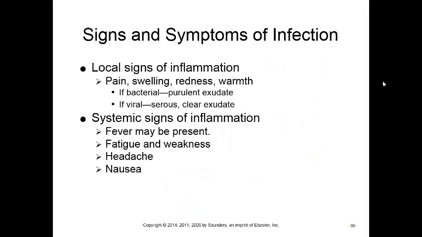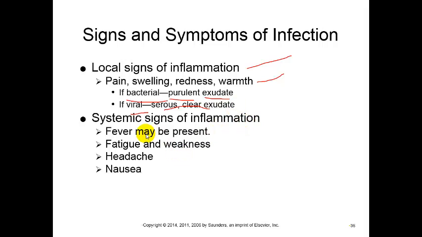Signs and symptoms: inflammation. We talked about it in depth. Pain, swelling, redness, and warmth. Typically, if it's a bacterial infection, it can produce a purulent exudate. If it's a viral infection, it typically produces a clear, serous exudate. So it depends basically on what that fluid is that could be excreted out of that area.